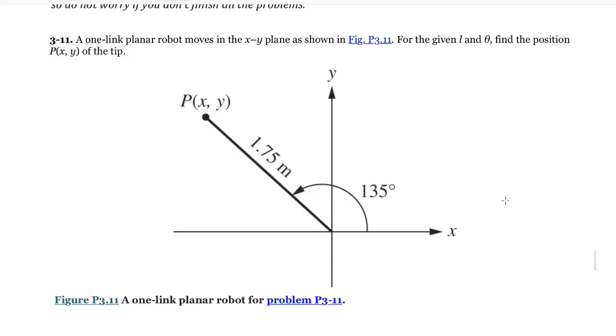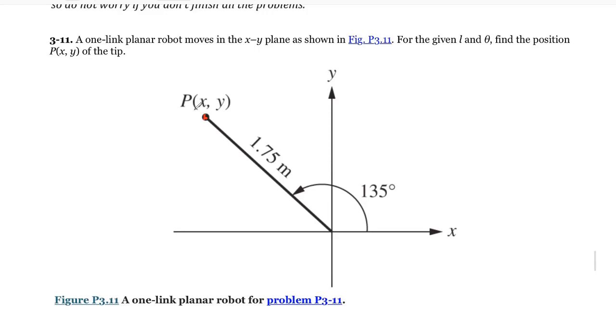We want to find, for a one-link planar robot that moves in the XY plane as shown here, for a given length. So they're talking about the 1.75 meters and theta, which is 135 degrees. We want to find the point out here, what X and Y are. That's really all the problem is.